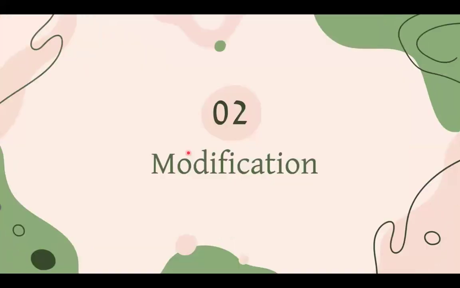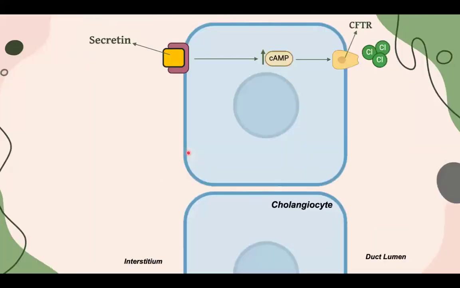Okay. Now moving on, now that we have our bile acids getting secreted into the canaliculus, there are certain changes that will happen to it. Now in the bile ducts, we have cells called cholangiocytes. These make the bile more dilute and more alkaline. How does it do that? We have this hormone called secretin. Once secretin is released, it binds to receptors on the cholangiocytes and it increases the concentration of cAMP inside the cell.